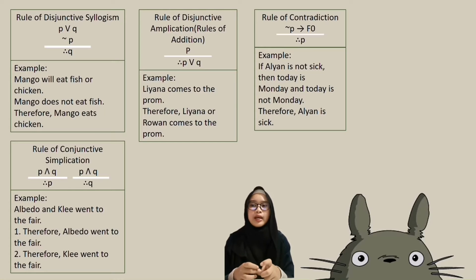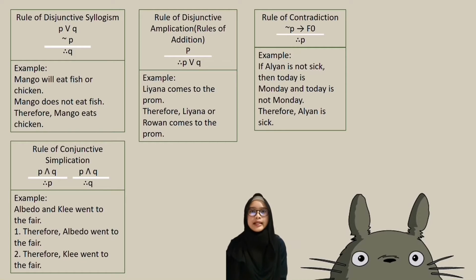For example, Albedo and Klee went to the fair, P and Q. Number one, therefore Albedo went to the fair, conclusion P, or the second one, therefore Klee went to the fair, conclusion Q. Rule of disjunctive implication, also known as rule of addition: P, conclusion P or Q. Example: Liana comes to the prom, P, therefore Liana or Rowan comes to the prom, P or Q.